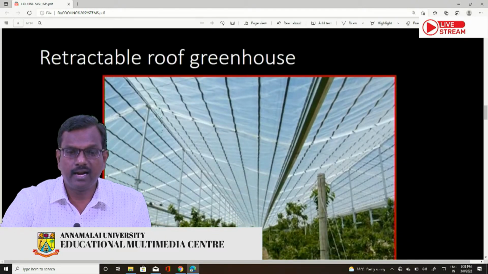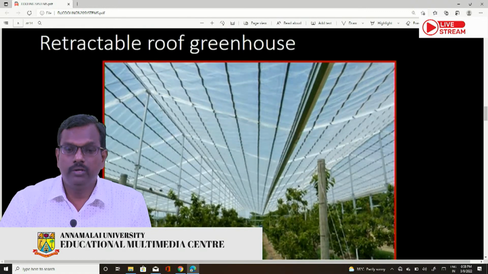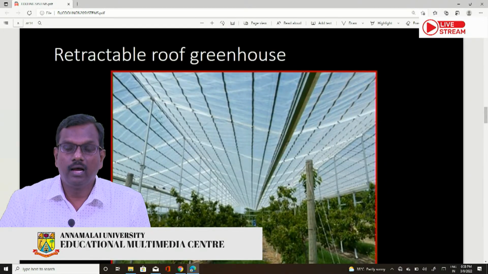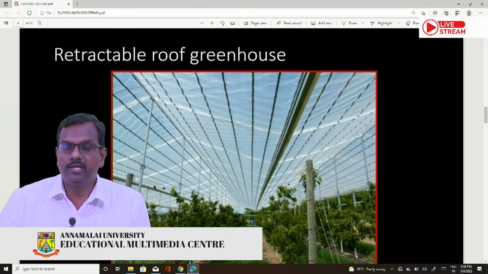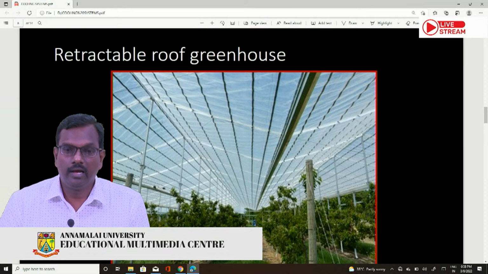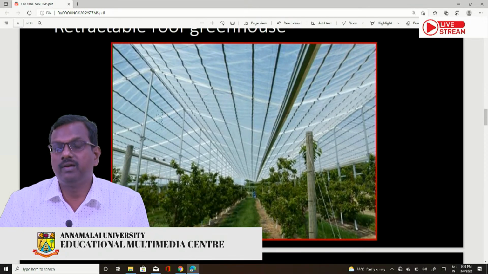Then comes the retractable roof greenhouse. So in this retractable roof greenhouse, this is operated similar to the screens which were used in cinema theatres. Usually in the 80s or 90s, in every theatre they would operate a screen which would be moved upwards before showing a film, with different music. Right? Like that, in this greenhouse also, we can open up the top and we can expose the plants to the sky. And by that way, we can reduce the temperature whenever there is more heat build up inside the greenhouse.